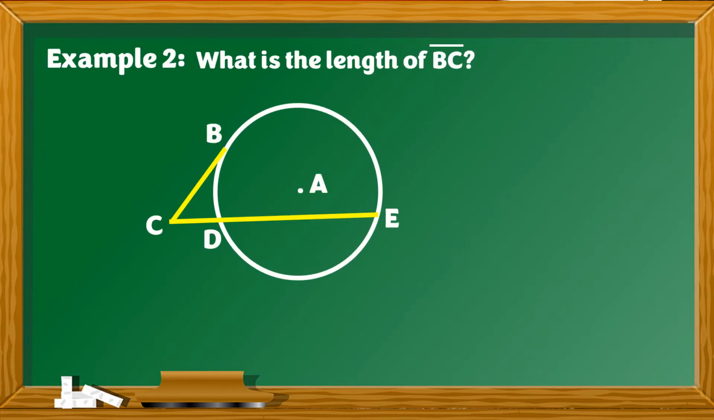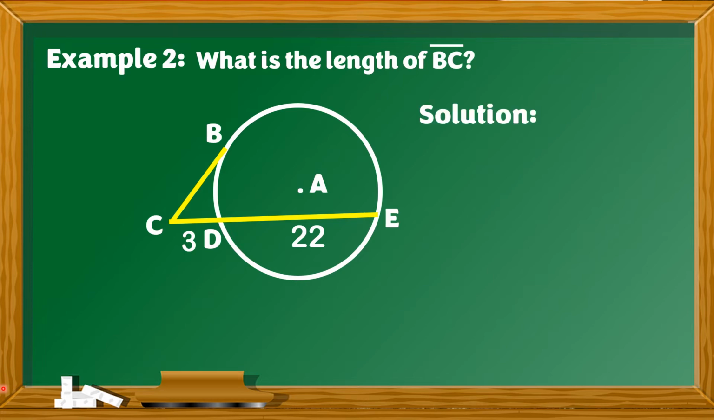Let's have example number 2. What is the length of line segment BC? In the illustration, we have circle A, line segment BC is the tangent line, and line segment CE is the secant line. Line segment CD is the external segment. Line segment DE is 22 and line segment CD is 3. We're going to determine the length of line segment BC.